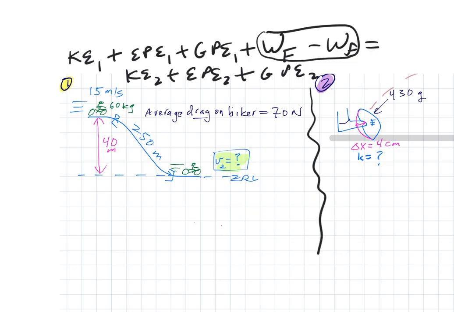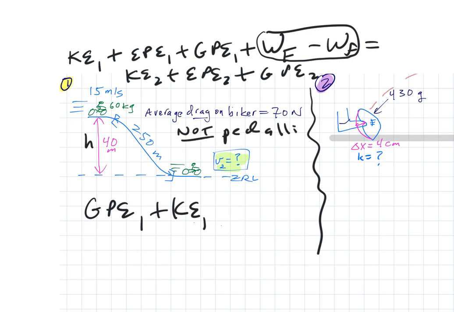Number 1. Okay, we have a bike at the beginning. He's at the top of a hill. If you have an H, you have GPE. If you're moving, you have KE. Okay, there's no spring, so there's no spring potential energy. Now, I should have said to you he's coasting down there. He's not pedaling. So he's coasting down this hill.